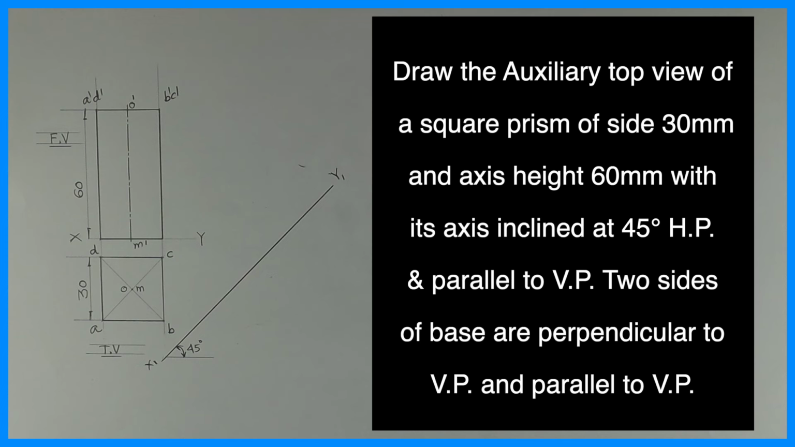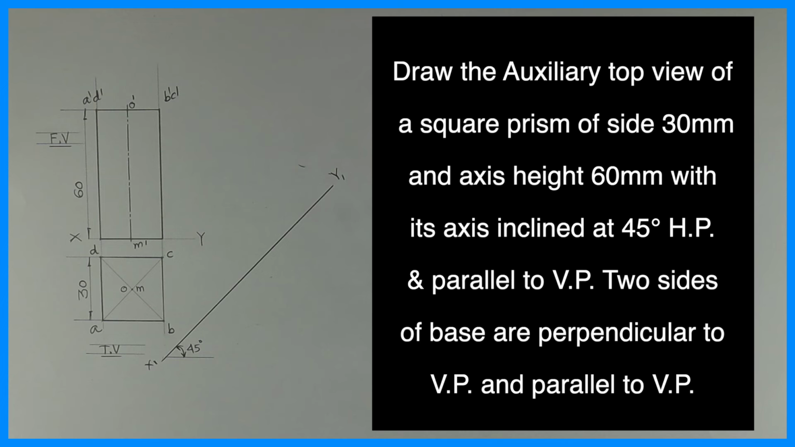Now in this case, the axis is inclined at 45 degrees to HP, so that is the pink one, theta. That is the axis inclined at 45 degrees to HP. So what we are drawing? We are drawing x1 y1 inclined at 45 degrees with horizontal. So axis inclination will always be with the vertical.